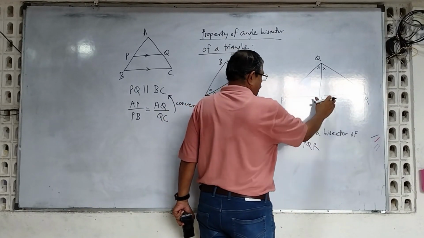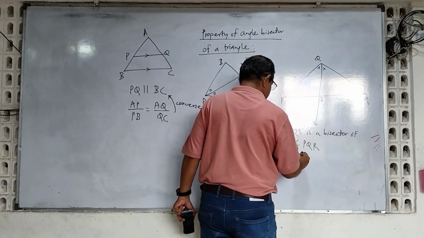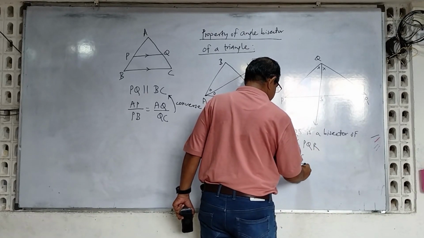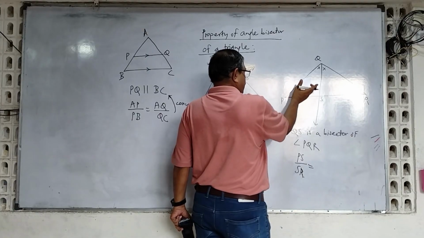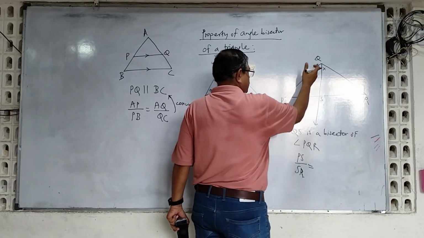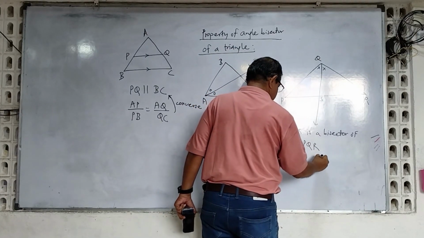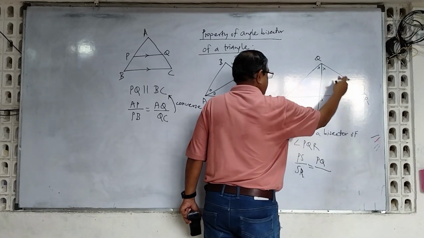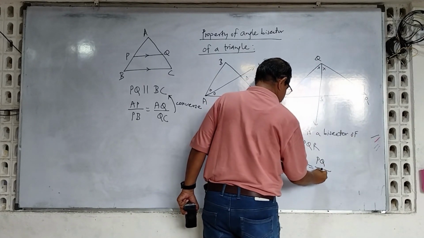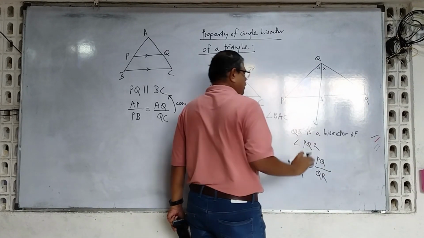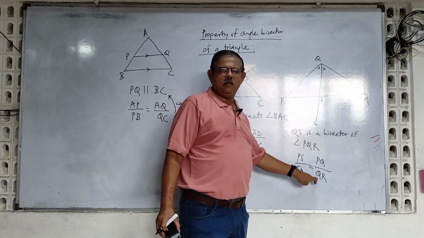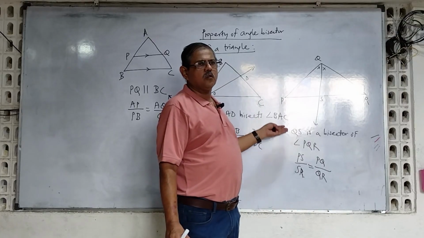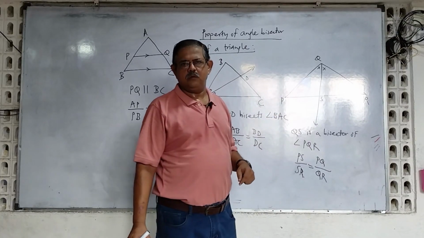I get two parts of side PR as PS upon SR is equal to. What is the side of the triangle towards PS? That is PQ. And here it is QR. Very simple to apply. Very good. PS upon SR equal to PQ upon QR. You can write in this way also, or you can remember it in this way.